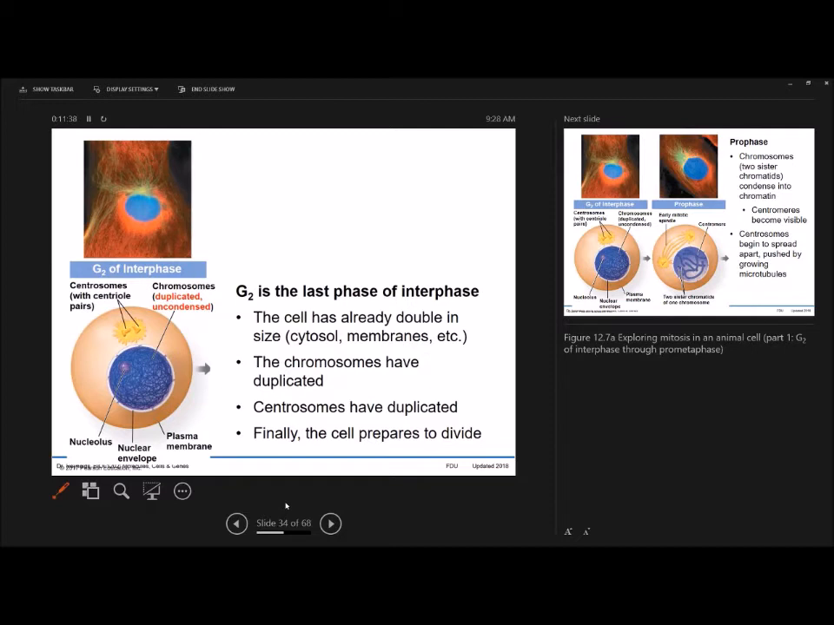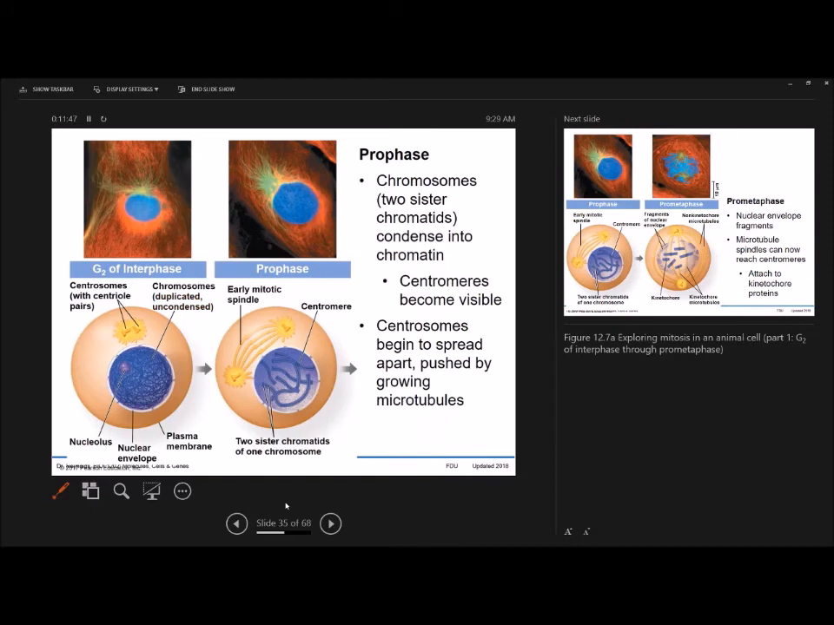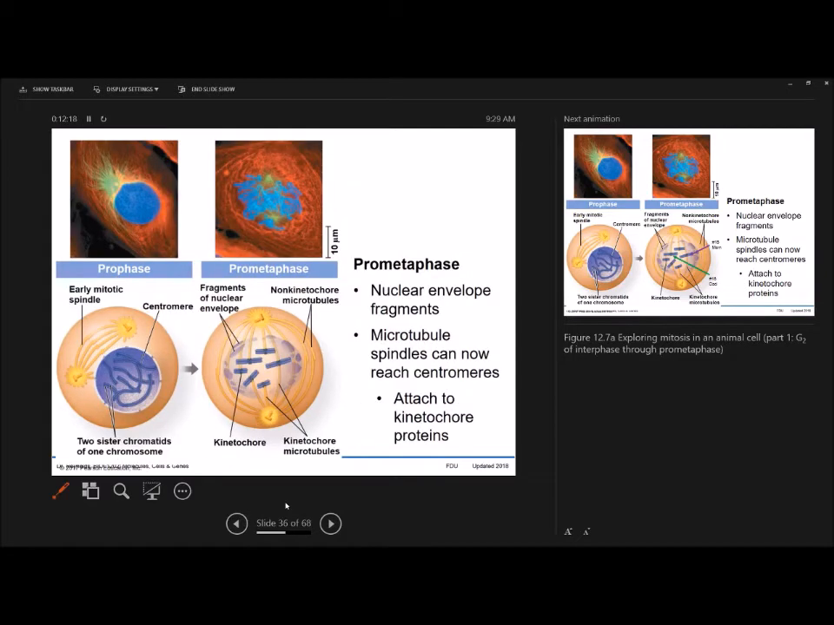Note that those chromosomes are duplicated, but they haven't condensed yet. They're not chromatin yet, okay? It's only in prophase, the very first mitotic phase, that we see them condense down, okay? Now, those centrosomes are going to start to spread out. They spread because their microtubules come together and actually push them apart, okay? They're going to spread out, but the nuclear envelope is still intact, so we don't have any attachment of the microtubules to the kinetochores. That happens when we get into prometaphase.